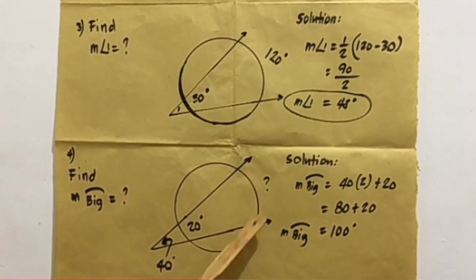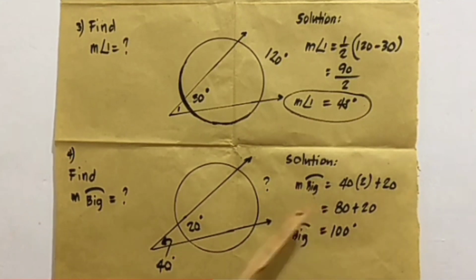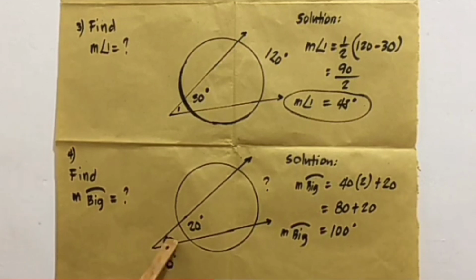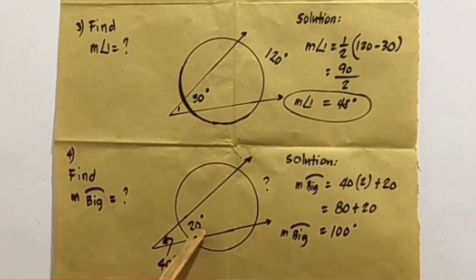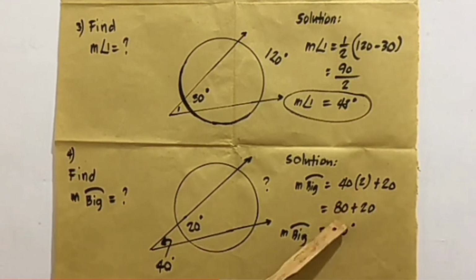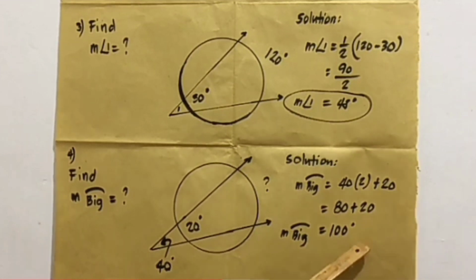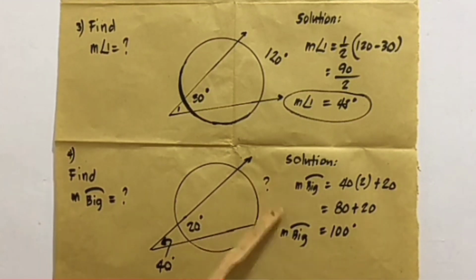So our formula, the measure of the big arc, is equal to, we have to multiply the angle here, 40, by 2, so 40 times 2, then plus the small arc, 20. Then 40 times 2 equals 80, plus 20 equals 100 degrees. So therefore, the measurement of the big arc, this one, is 100 degrees.